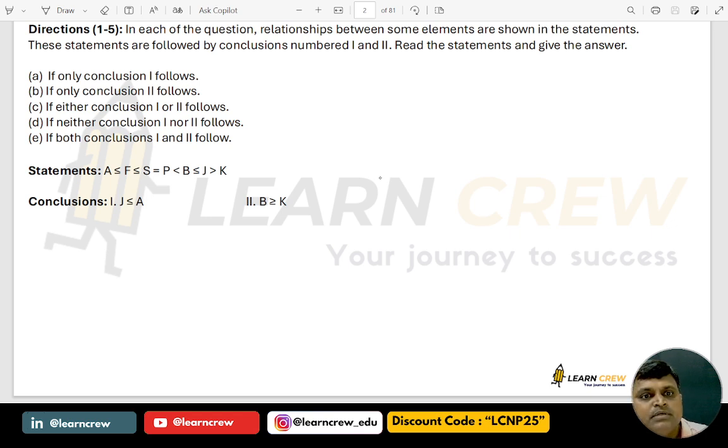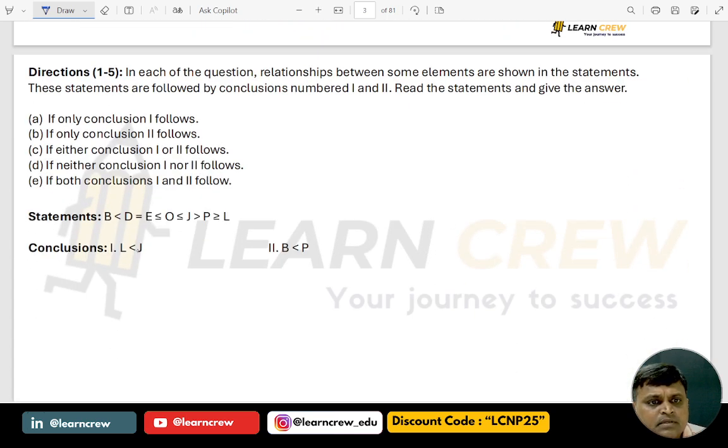Here the first 5 questions are based on inequalities. Some statements are given followed by conclusions. Between J and A the relation is asked. Between J and A you have less than or equal to, less than or equal to, less than or equal to. So you will get A less than J. So J less than or equal to A is wrong. Between B and K, less than or equal to, greater than. So no relation can be established. So the answer is neither one nor two.